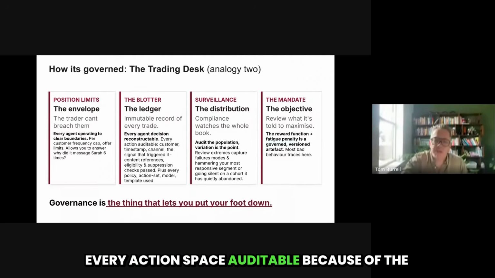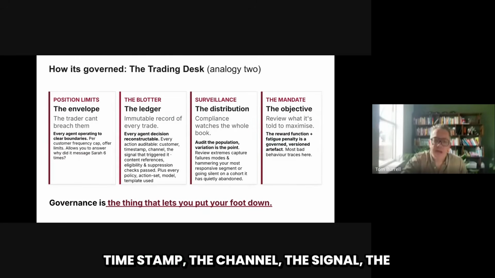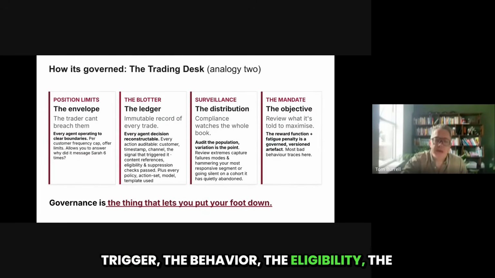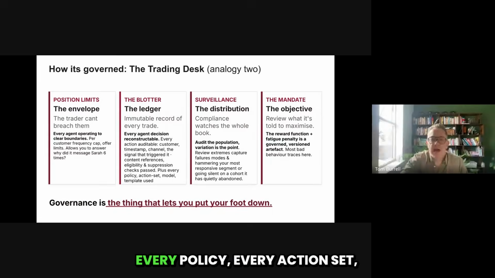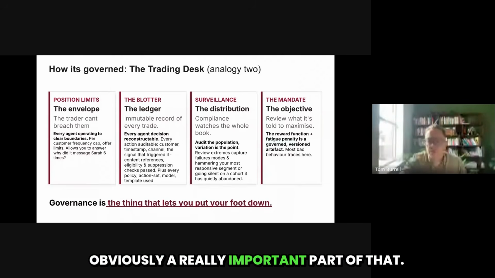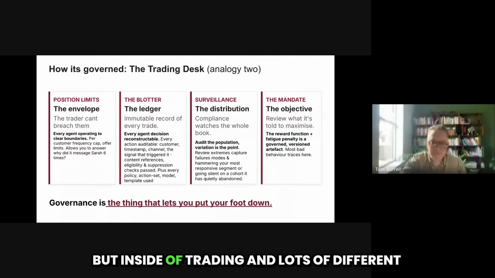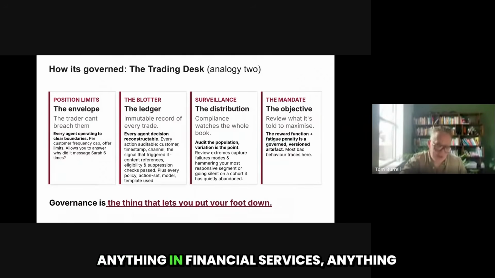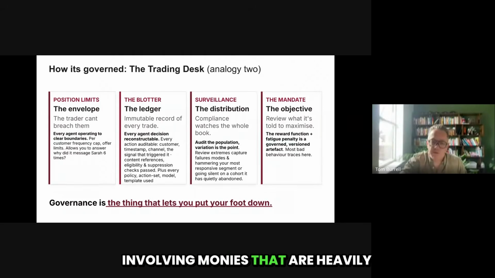Every action space auditable: the customer, timestamp, the channel, the signal that triggered the behavior, the eligibility, the suppression, text passed, every policy, every action set, every model, every template used. Everything's tracked, everything that happened. And in trading as well, compliance is obviously a really important part of that, for insider trading and lots of different reasons. Anything in financial services, anything involving money, is heavily regulated.